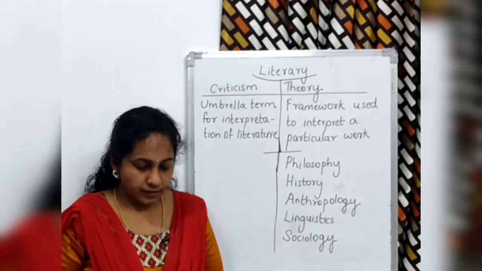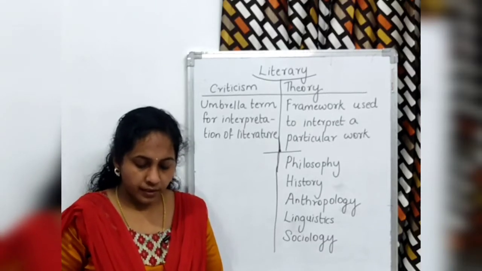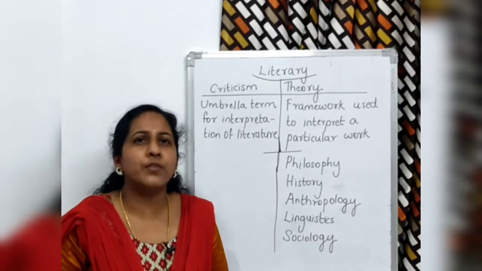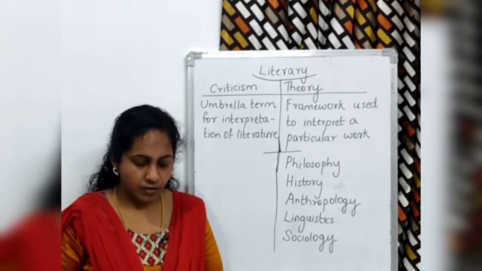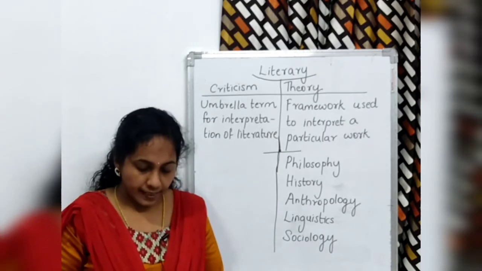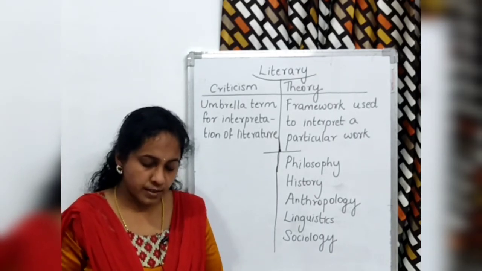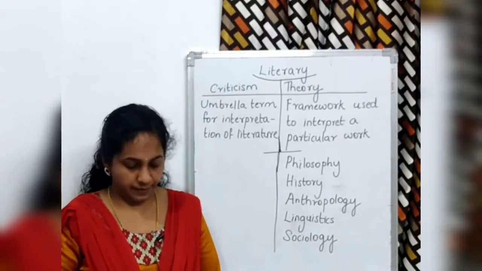You may know most of these academic disciplines, but one confusing area may be anthropology. Anthropology, I've told you before, is a study of human behavior. Then philosophy is a study of the fundamental truth of existence. Then sociology is a study of human society or social problems.